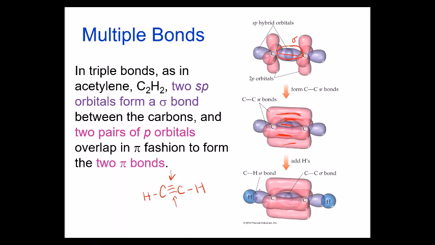Over here it's also showing that there's a sigma bond between the C and the H, because this is a single bond. So there's overlap, and that is also a sigma bond because it's just a single bond. So we have a C to C sigma bond here in the middle, a C to H sigma bond over here on the side, and then our two C to C pi bonds in the pink cloud area.